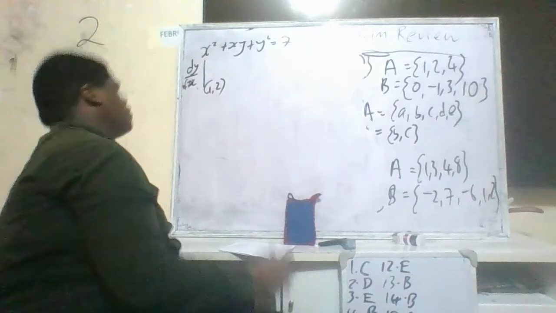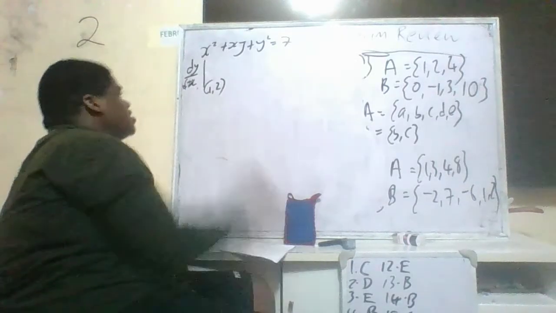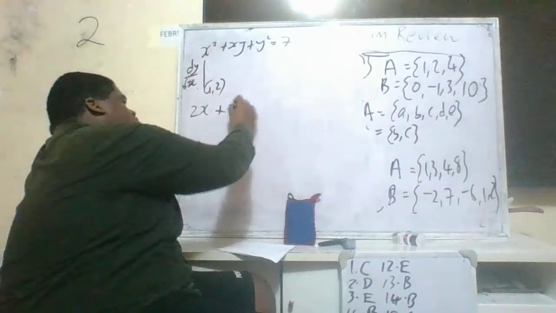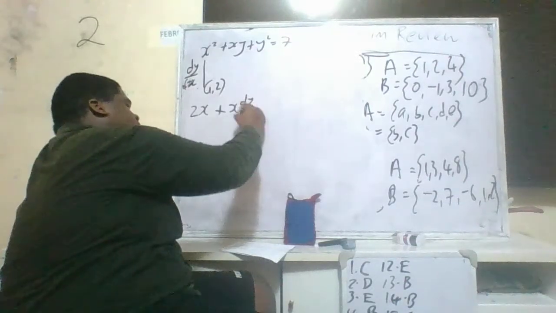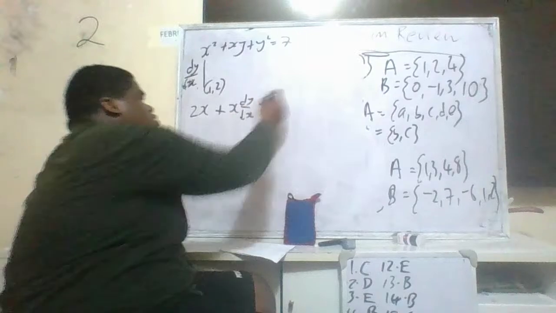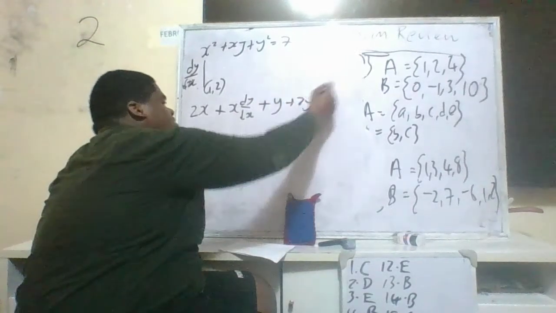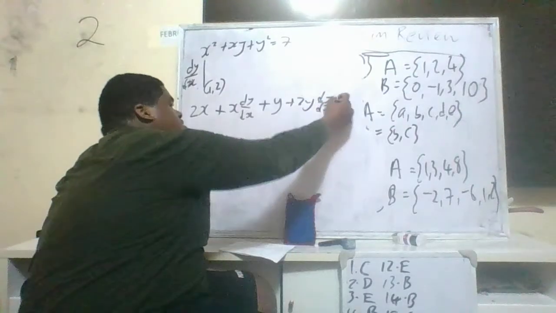Let's find the derivative function. If we differentiate both sides, you are going to have 2x, plus, keeping x constant and differentiating y, dy/dx, plus, keeping y constant and differentiating x, you just have y, plus 2y dy/dx, is equal to 0.